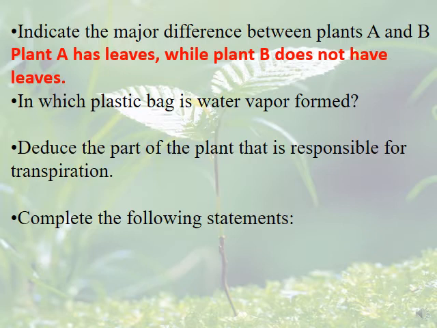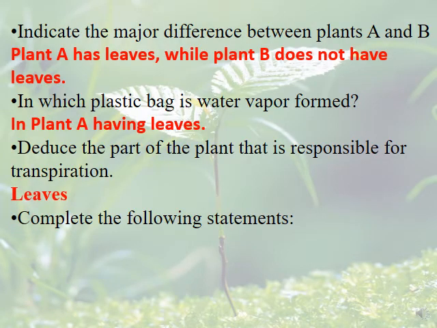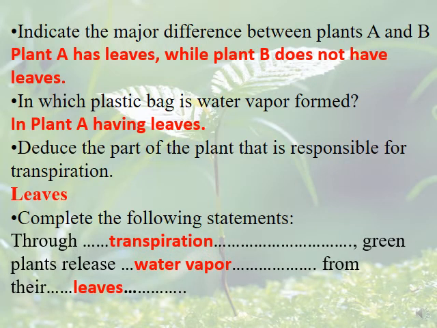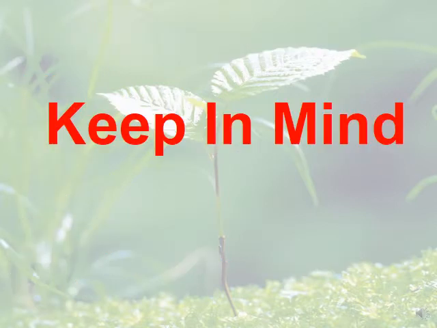In which plastic bag is water vapor formed? Sure, in the one covering plant A, which has leaves. Which part is responsible for transpiration? The leaves. So as a conclusion, let's complete the following statement: through transpiration, green plants release water vapor through their leaves.